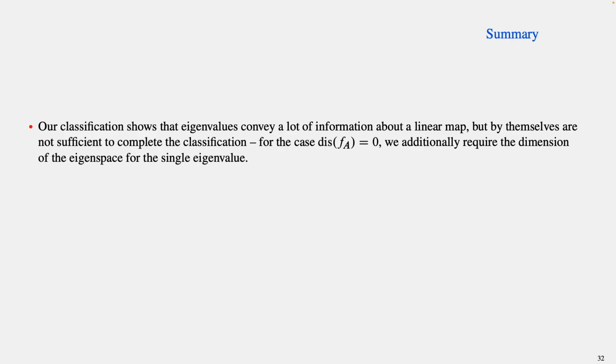So I stated at the beginning that we attempt to classify linear maps by their eigenvalues, but what we've seen in our classification now is that even though eigenvalues do convey a lot of information about the linear map, they're not completely sufficient for the classification. Because in one case, namely when the discriminant is equal to 0, we require as additional information the dimension of the eigenspace for the single eigenvalue. So we have to know, is the eigenspace the whole plane, or is it just a one-dimensional line? This is information that we do not a priori get from the eigenvalues, so we need to do additional work to extract it.